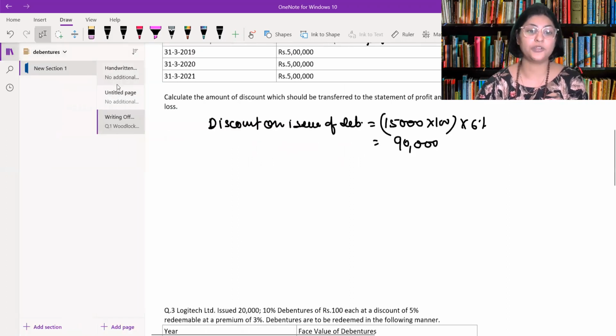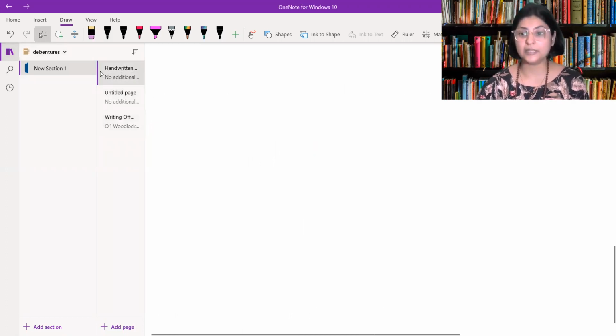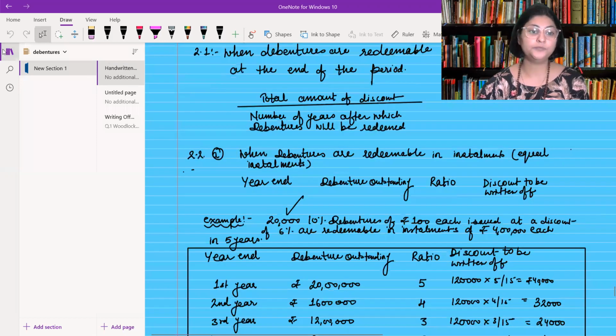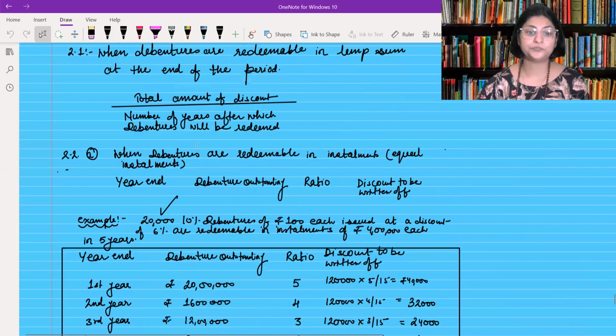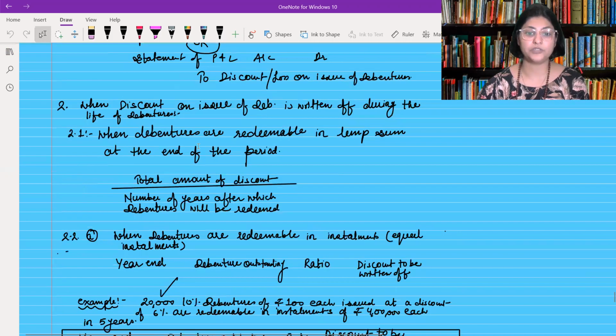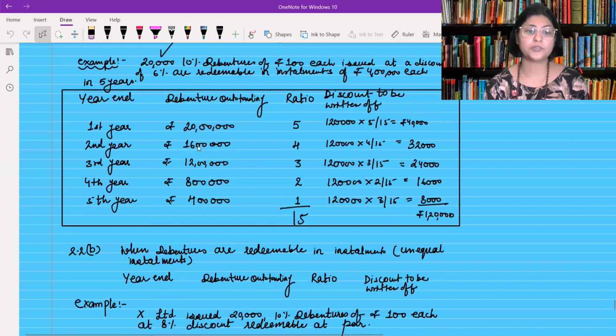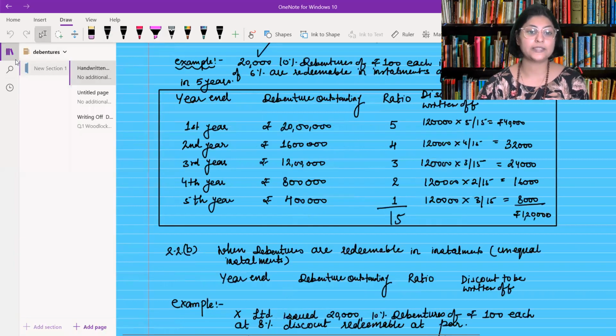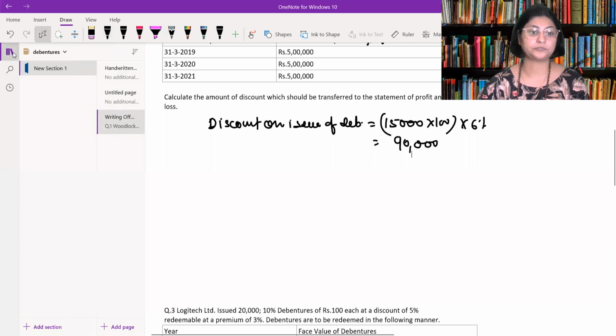Let me, for a quick reference, refer to that table which we had learned in the previous class. So this was the table where we had learned how to make the ratio. So the first column is going to be year end, then debentures outstanding at that time. Then we make a ratio, and in that ratio, we write off the discount. Okay. So let us start doing the same thing in this question.